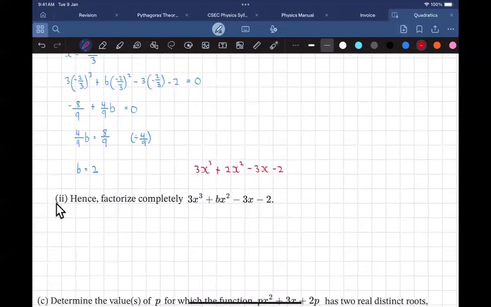What are we going to do there? They want us to factorize completely. I think I remember telling you this. Anytime you see factorize completely, find the dividend, that kind of thing. You have to do polynomial long division, but we just do the factor remainder theorem.